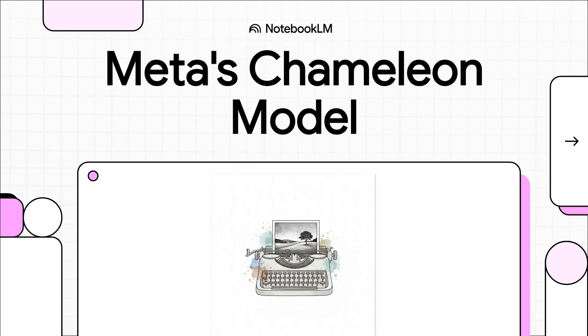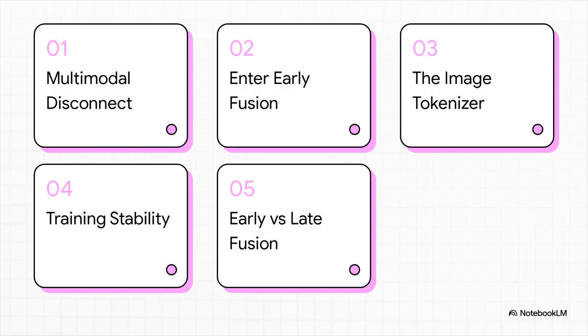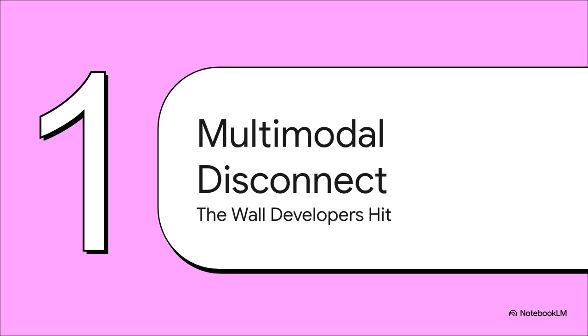We're talking about Meta's Chameleon model from May 2024, which introduces the incredibly powerful concept of early fusion, token-only multimodal models. Here's a quick roadmap so we know where we're headed. We'll start with the multimodal disconnect. Enter Chameleon's early fusion, look at the VQ-VAE image tokenizer, uncover some secrets to training stability, and wrap up with early versus late fusion. Let's start with Section 1, the multimodal disconnect, or essentially the wall developers just keep hitting.